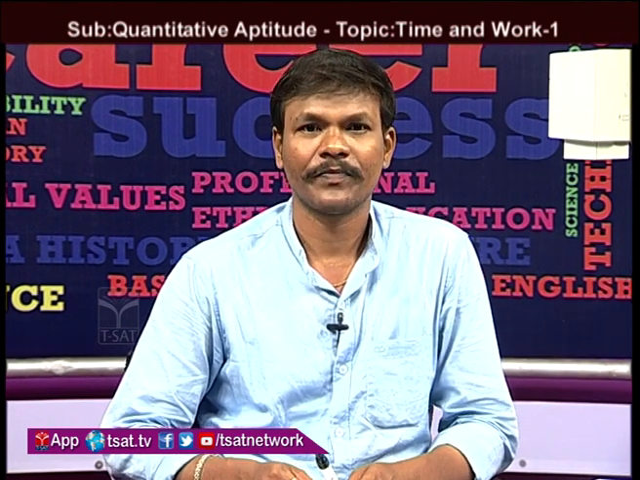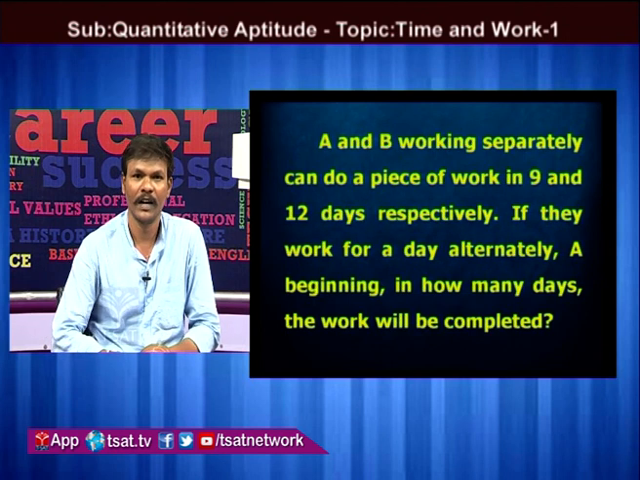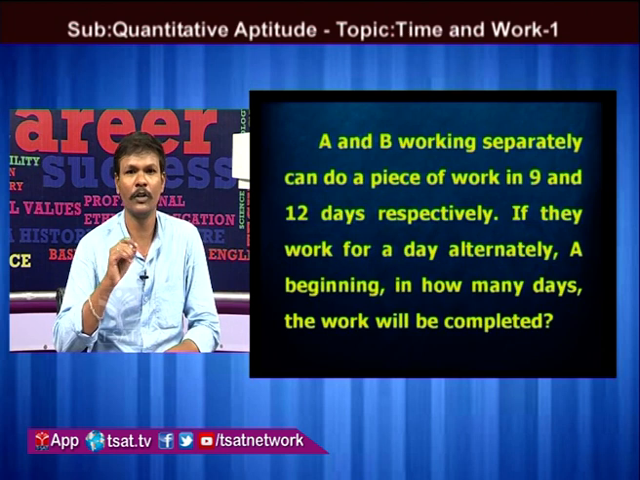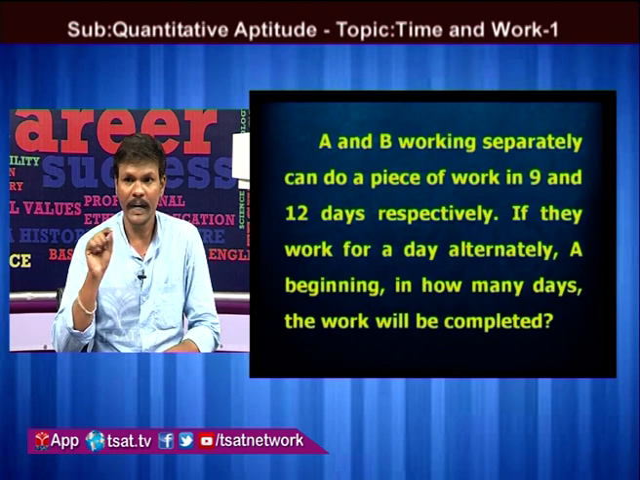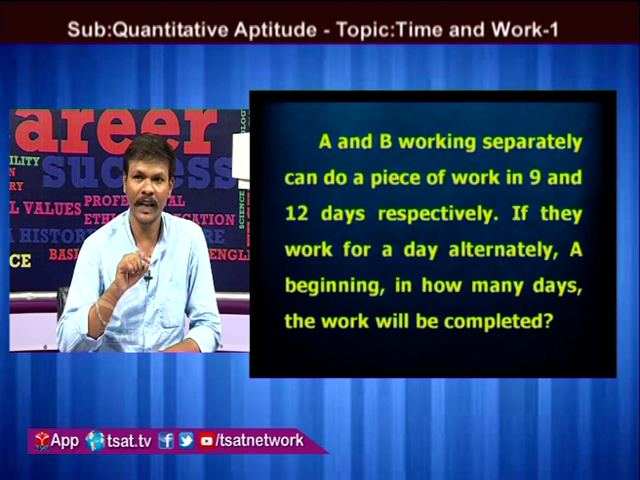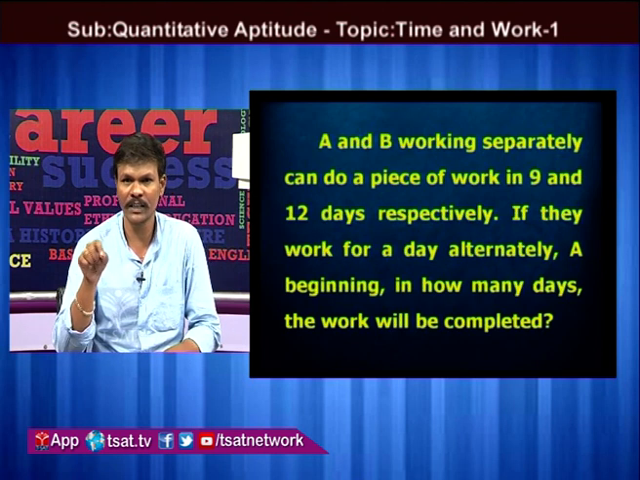The question is, A and B working separately can do a piece of work in 9 and 12 days respectively. If they work for a day alternatively, A beginning, in how many days will the work be completed? In the question you have to observe the words work for a day alternatively. Alternatively means A begins the work, the next day B continues it, on the next day A continues it, on the next day B continues it.